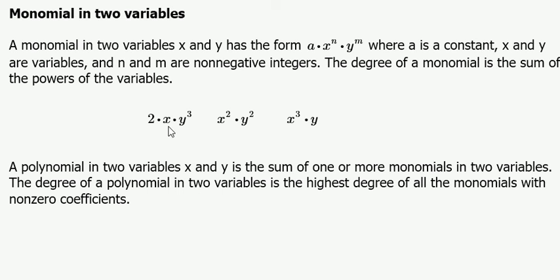Here you see that x has a degree 1 and y has a degree 3. So this is the highest degree. So the degree of the monomial is 3.